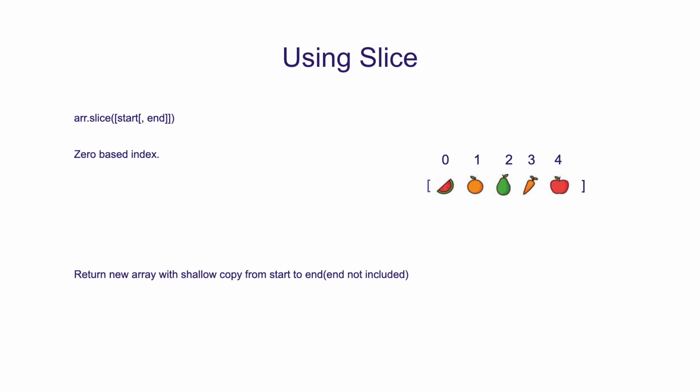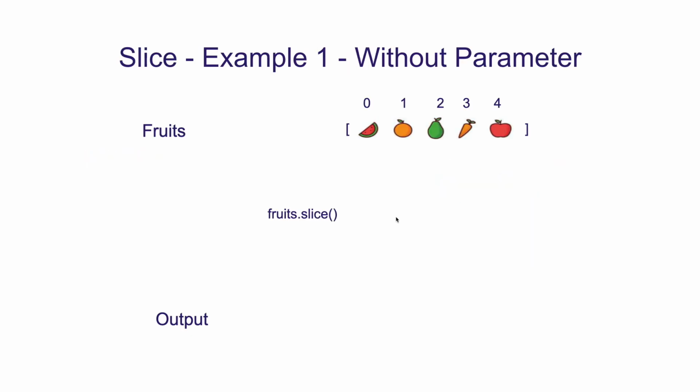Now we will learn more about slice with the help of a few examples. In this example, we are going to use slice without any parameter. Here you can see that we have an array with 5 fruits and we have used the slice function without any parameter. In this case, the output will be the same as the input array. It will duplicate this array for us.